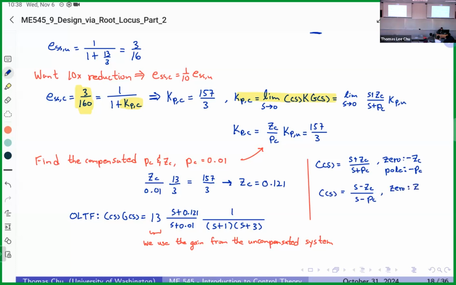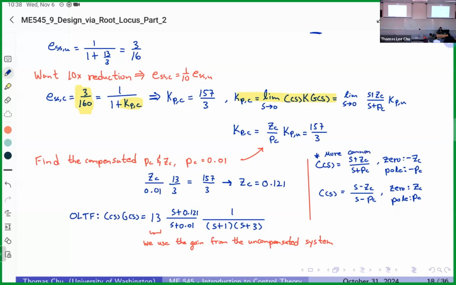Zero is ZC and pole is PC. Because of this notation, I guess it can be confusing, because we say ZC and it sounds like the zero. It's actually negative ZC, but this is more common. But the bottom one is also not uncommon though.